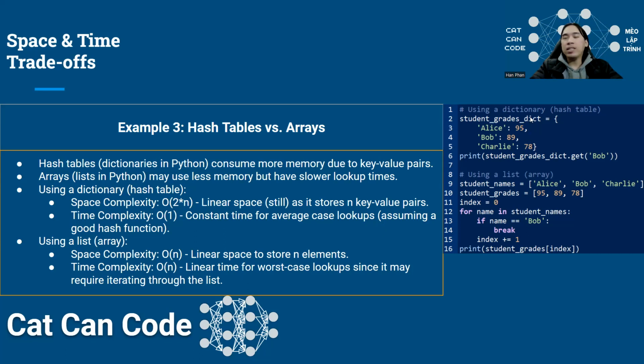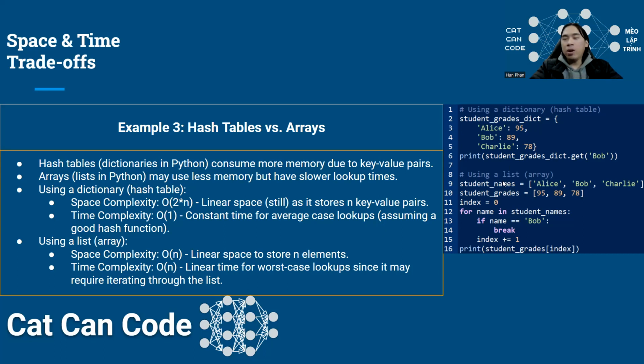Over here, I have written the Python example. The first one, I'm using a dictionary of key-values with the name and the corresponding score. The names are the keys and the scores are the values. To get the score of a particular student, I just use dictionary.get, passing in the key, and then it will return the value.